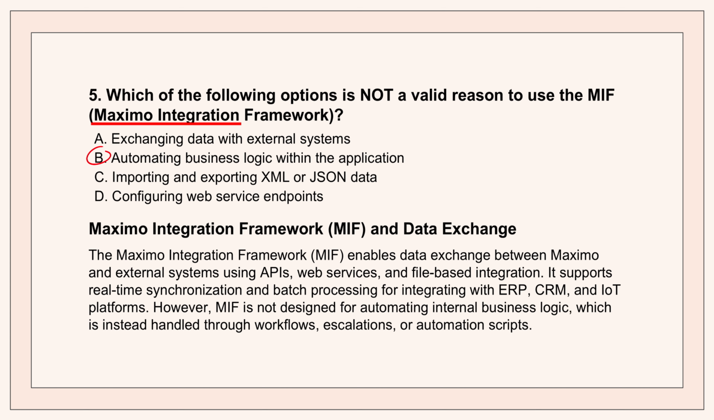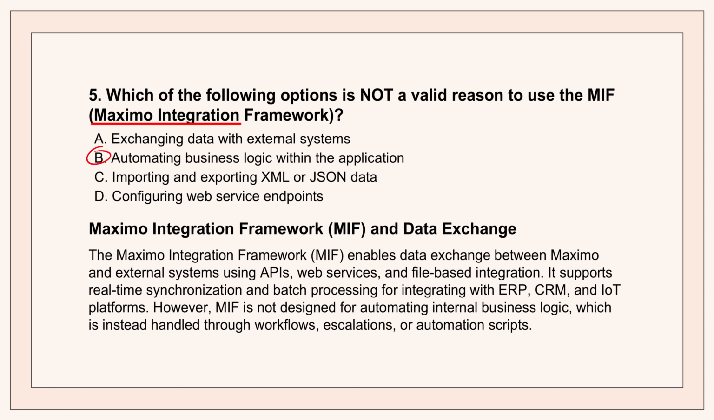Well, the MIF is really designed for external data exchange. So think of it like importing data into Maximo, exporting data out, connecting to other applications, handling different data formats like XML or JSON. It's all about Maximo talking to the outside world. But for automating tasks inside Maximo, things like automatically updating a status based on certain criteria or routing a record for approval, that's where you'd use those internal tools we talked about before, like the workflows and the escalations. So the MIF is for the external conversations Maximo's having, and those other tools are for the internal stuff. Exactly.